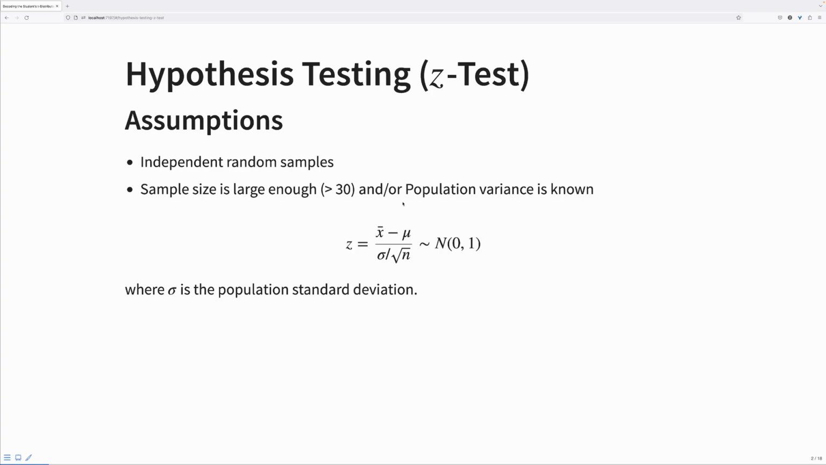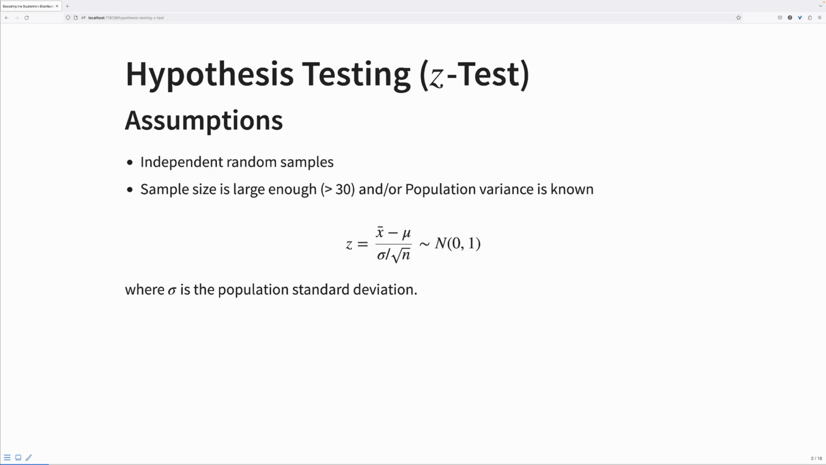If the population variance is unknown, but our sample size is large enough, because of the central limit theorem, we know that the sample mean follows a normal distribution. We can still use the sample variance to approximate the population variance, and we can still calculate the z-score using this formula.